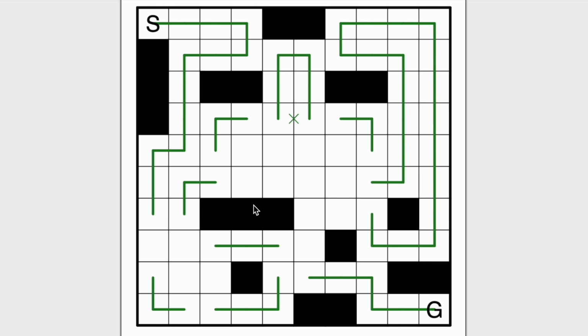Let's see. I've stalled a bit because I'm just not seeing it. I don't think there's anything particularly difficult that I'm missing. I just need to find the next place.